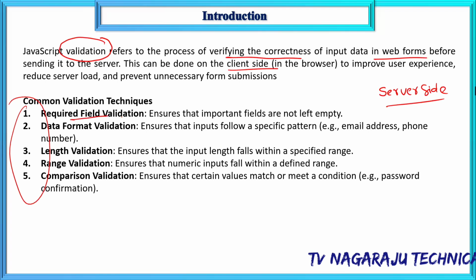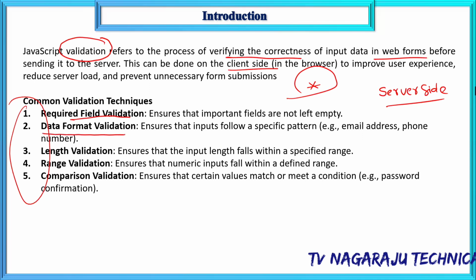The first one is required field validation. What is the meaning of required field? Suppose while filling an application, some boxes are marked with a star. That means you need to fill that field compulsorily. If you do not fill it, it displays a warning message.